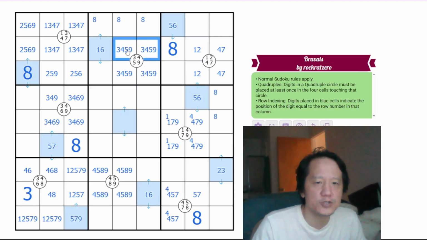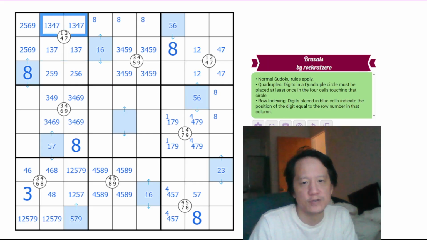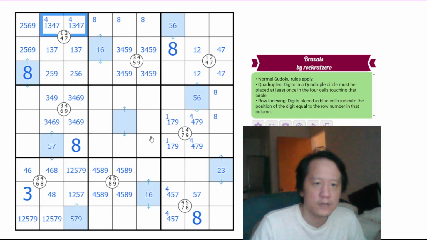In the upper central box, we have a 4 guaranteed in row 2 and 3. In the upper right-hand box, we have a 4 guaranteed in row 2 and 3. Therefore, 4 cannot be in the rest of rows 2 and 3. So this cannot be 4. This cannot be 4, therefore this is a 4 here.